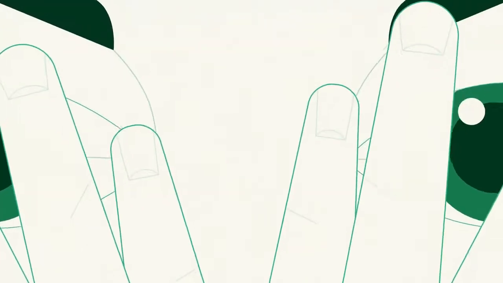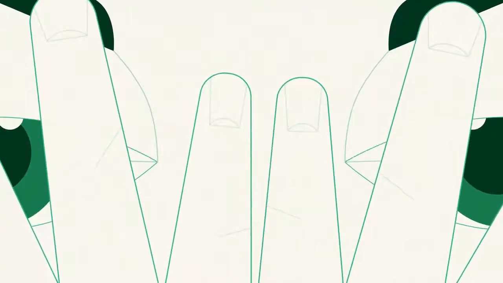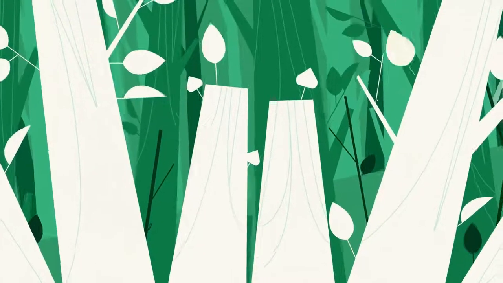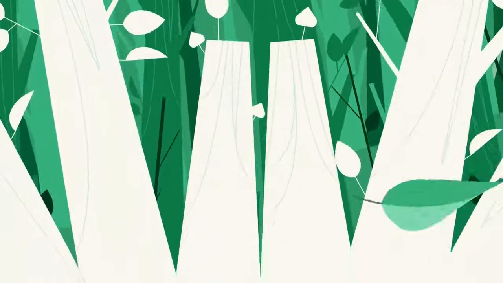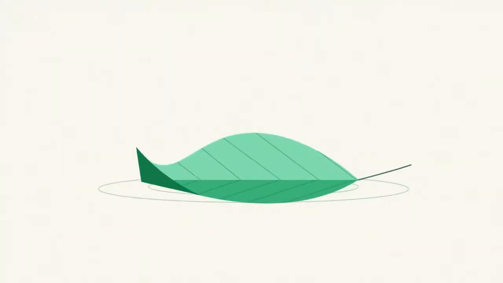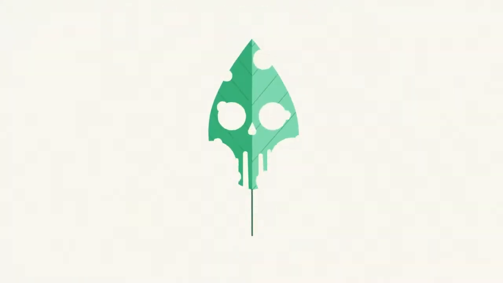Humans can see green better than any other colour. This might be because our ancestors lived in the forest and their lives depended on distinguishing between the plants around them, the nutritious from the poisonous.